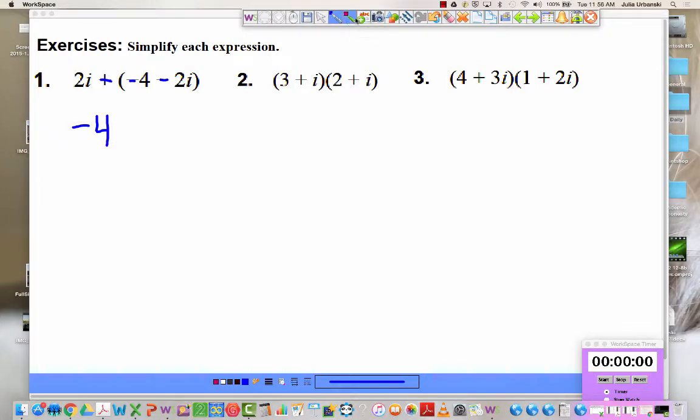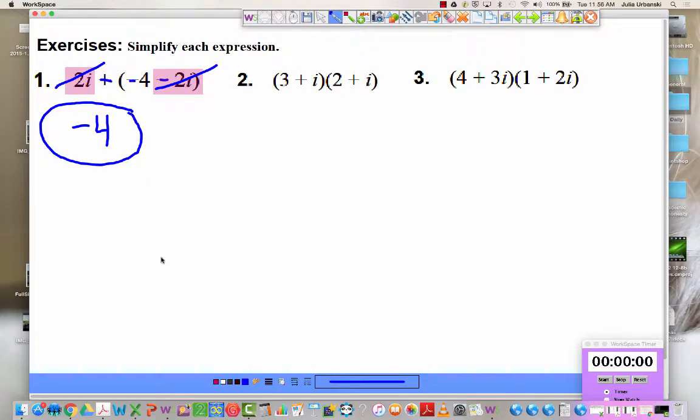And now we combine our like terms. Positive 2i and negative 2i. So what happens? 0. So you don't even have to write it. They cancel. This is your answer. Only combine like terms when that's what you're dealing with. But number 2 is not combining like terms. Number 2, 3 plus i and 2 plus i, right? That is not combining like terms.